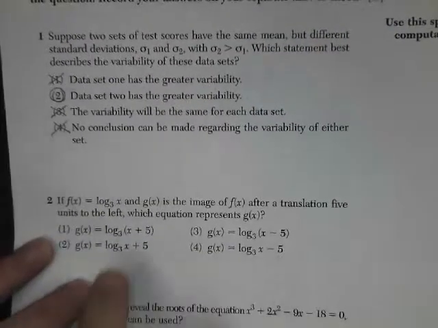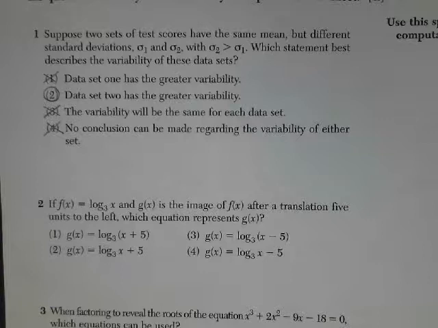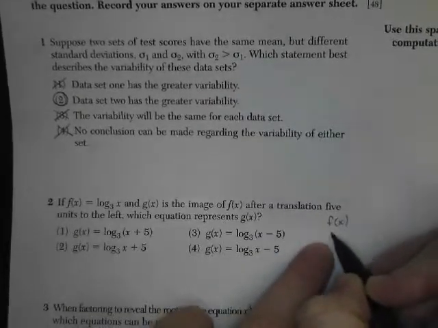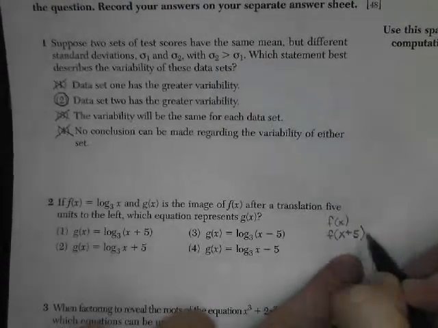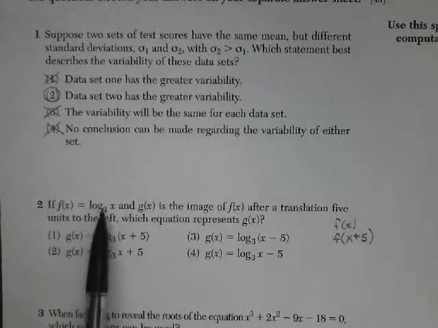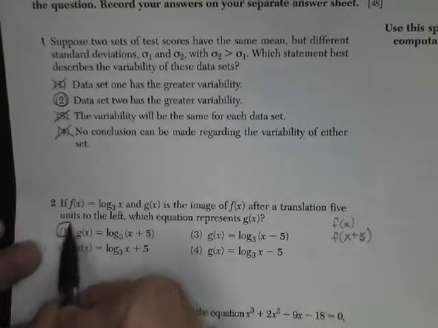Number 2, we have a log parent graph with a base of 3, and then g of x is going to be the image of it after a translation 5 units to the left, which is just basic transformation stuff. If you have an f of x, then 5 units to the left is going to be f of x plus 5, where the x plus 5 is plugged in. So it'll be log base 3 of x plus 5, option 1.